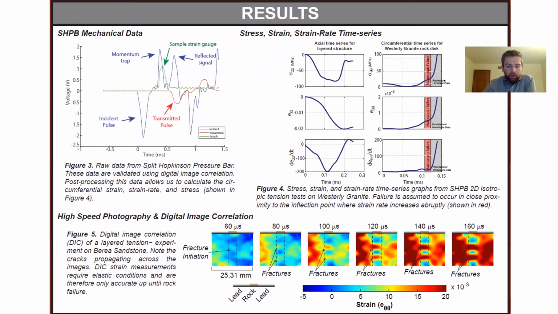By analyzing mechanical data from the split Hopkinson pressure bar in comparison to high-speed photography and digital image correlation, we can determine the tensile strength of the rock. In Figure 5, circumferential strain is plotted through time during a layered tension experiment, and you can clearly see fractures initiate and propagate through the rock sample during the experiment.